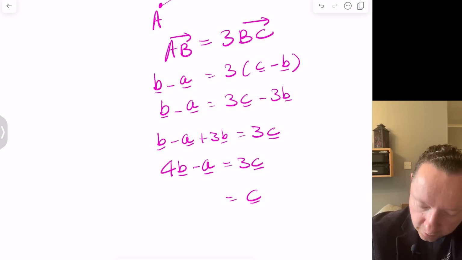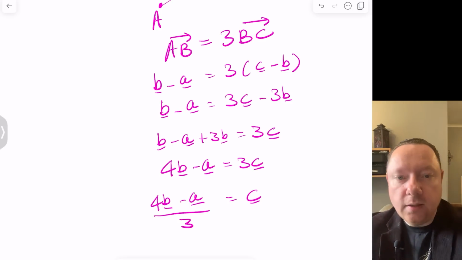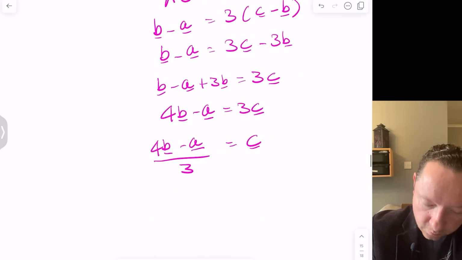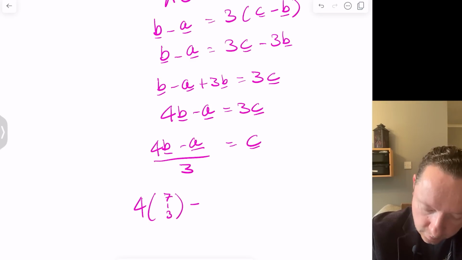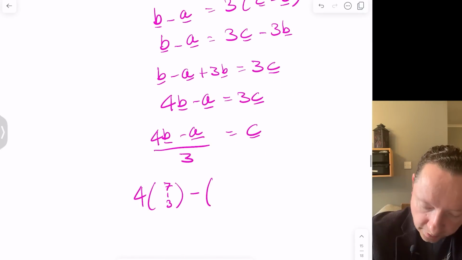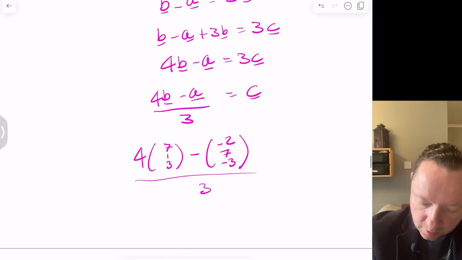So dividing by 3, the vector C must be 4B minus A over 3. And we get to there. So then we can just sub in. B is (7, 1, 3). So I've got 4 lots of (7, 1, 3) minus A, which is (-2, 7, -3). And then we're going to divide that whole thing by 3, which means to divide each number by 3.